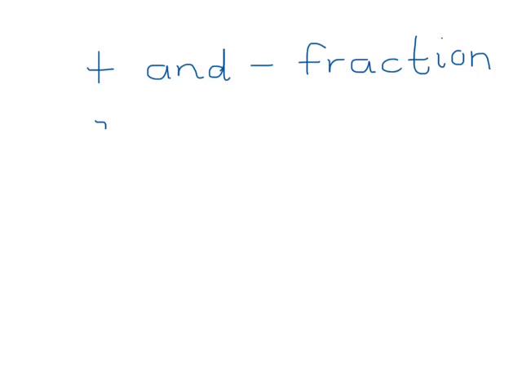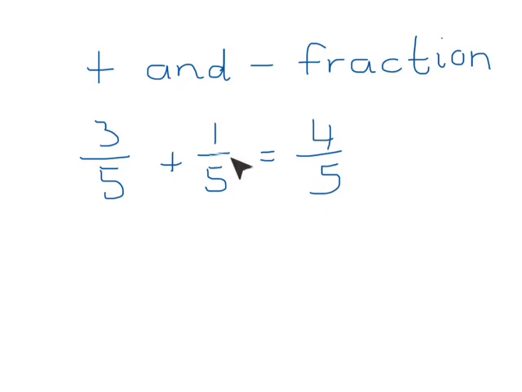For example, if you have 3/5 and you add on 1/5, you will get 4/5. Now note that the denominator stays the same, you just have to add the numerators. The same with subtraction. If it's the same denominator, 2/6 take away 1/6 will be 1/6.